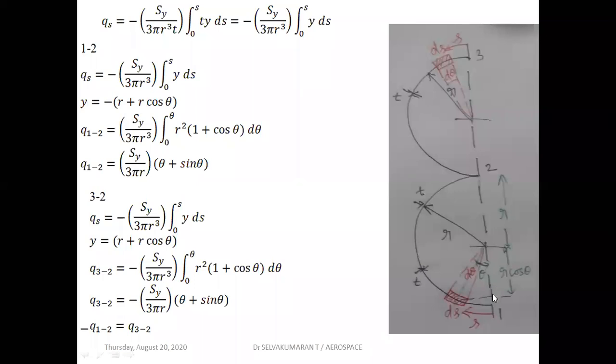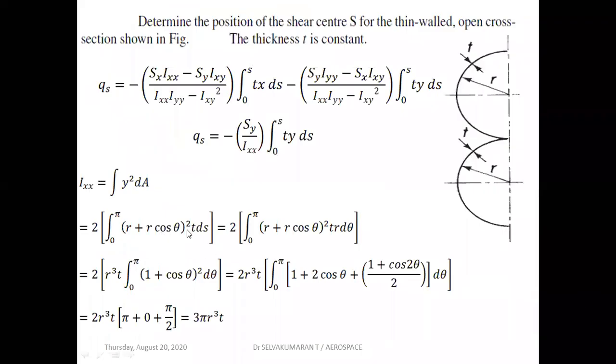So Ixx is equal to integration y square dA. The y distance is r plus r cos theta, or r into 1 plus cos theta. That is y square. dA is nothing but the thickness t into ds, and ds is nothing but the arc length r into d theta. So like that we are doing integral y square dA. These two semicircular sections are located on both sides of the x-axis, so you can multiply by 2. 0 to pi is the limit.